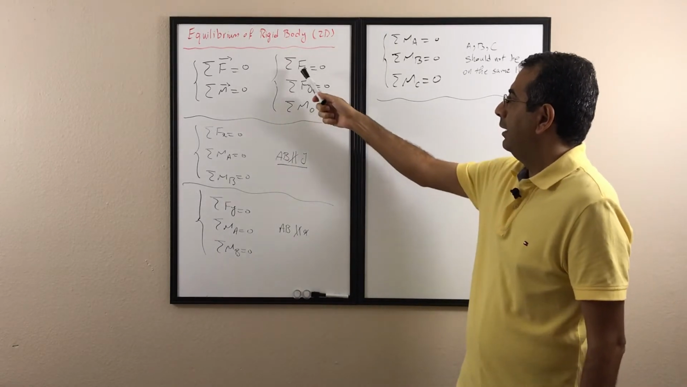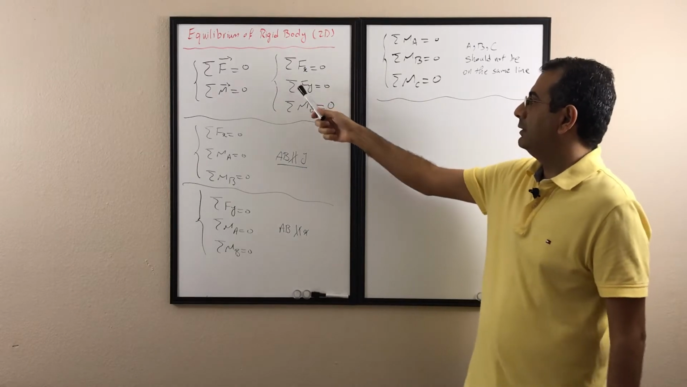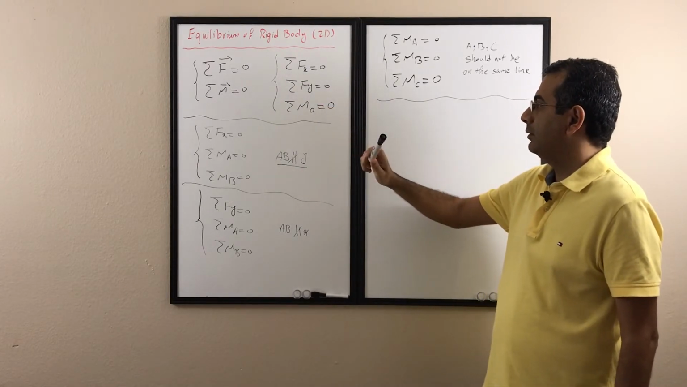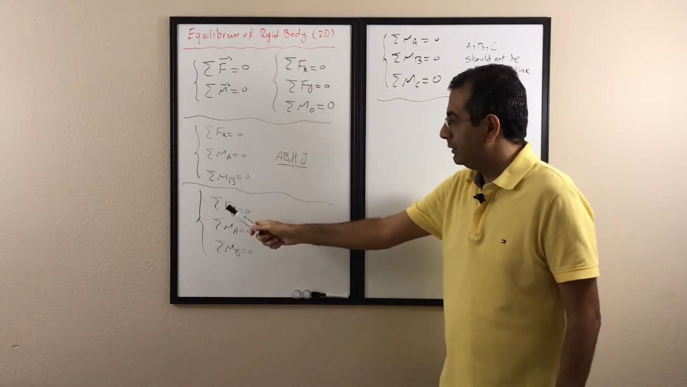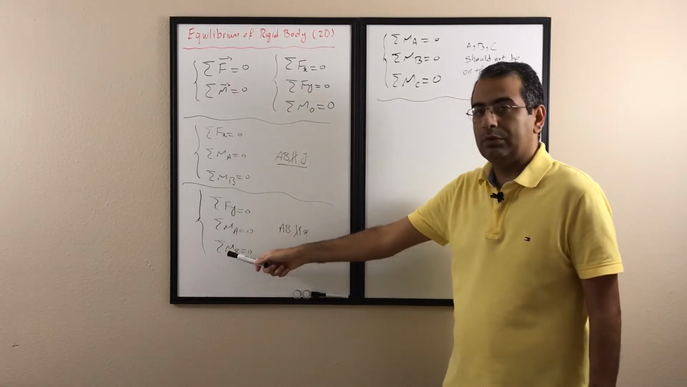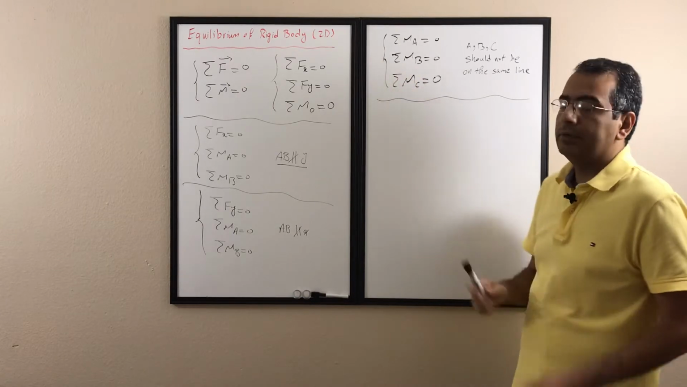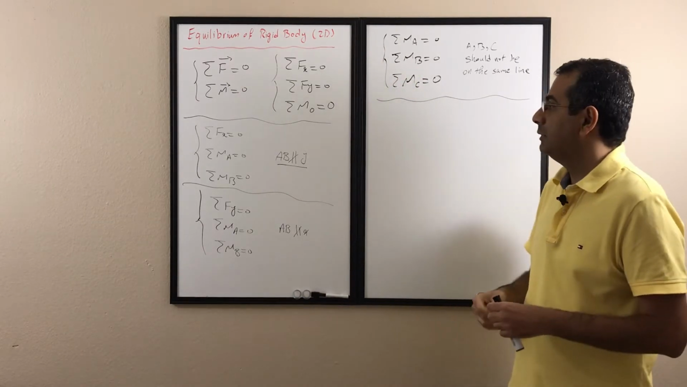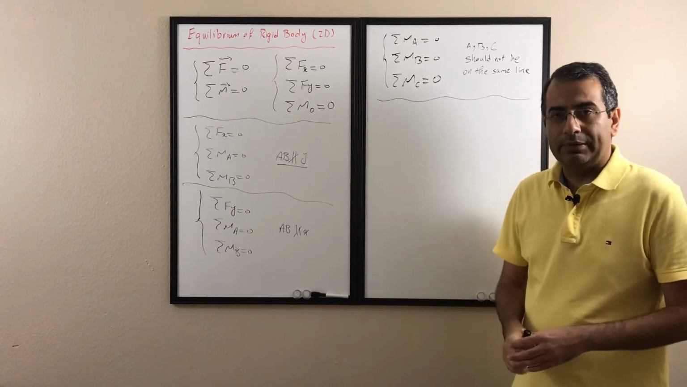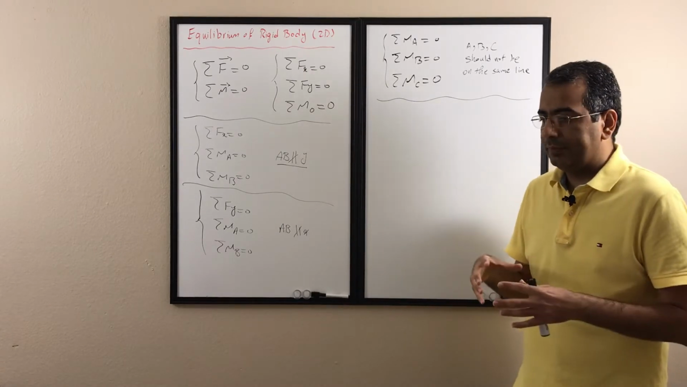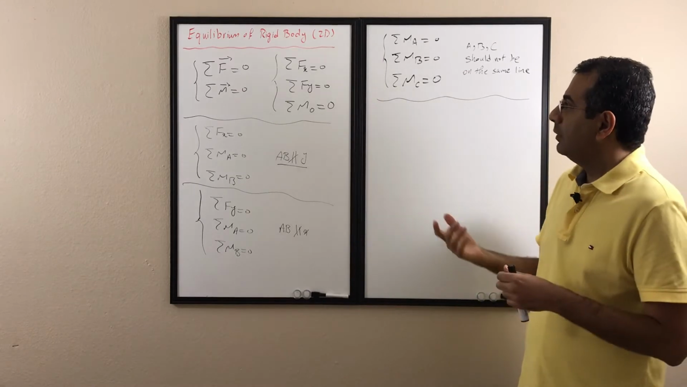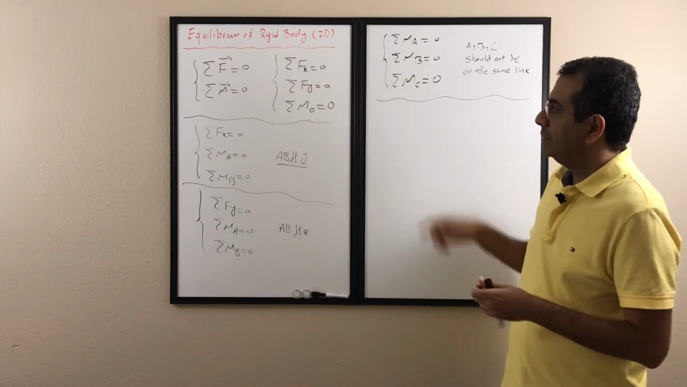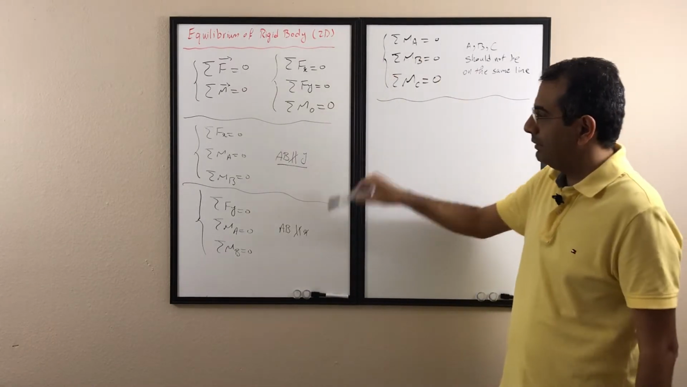So it can be sigma Fx, sigma Fy, and the moment about any given point; or sigma Fx and 2 moments about 2 points; or sigma Fy and 2 moments about 2 other points; or 3 moments about 3 points. We can use any of these formats to make sure that the object is in equilibrium. And you can mix and match them. They don't need to be in exactly the same order.